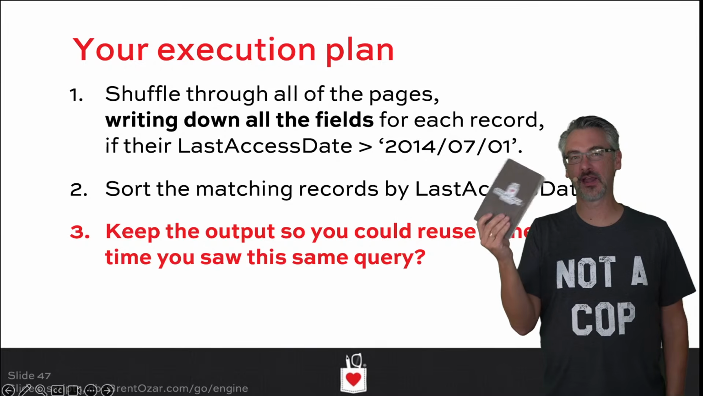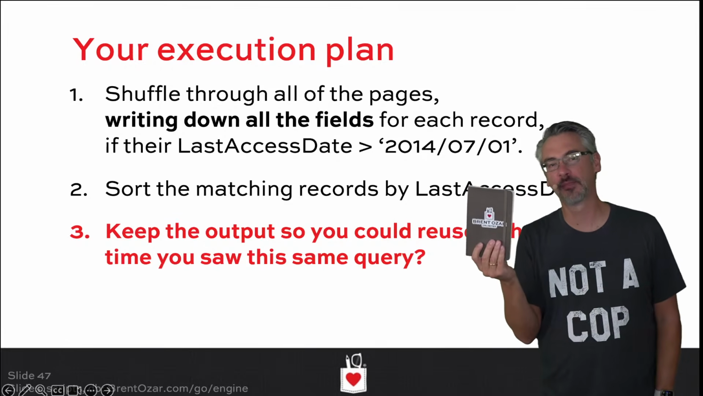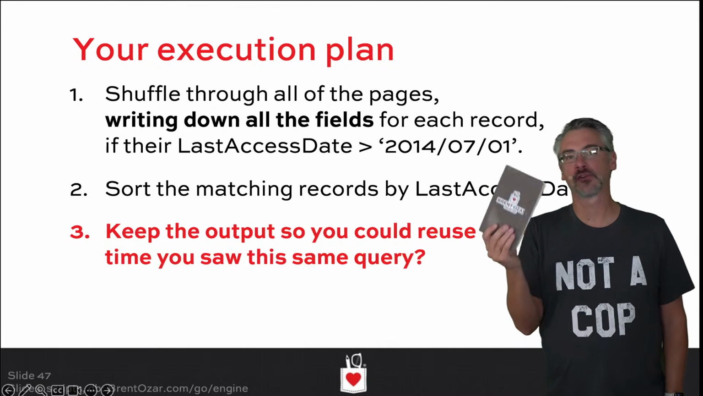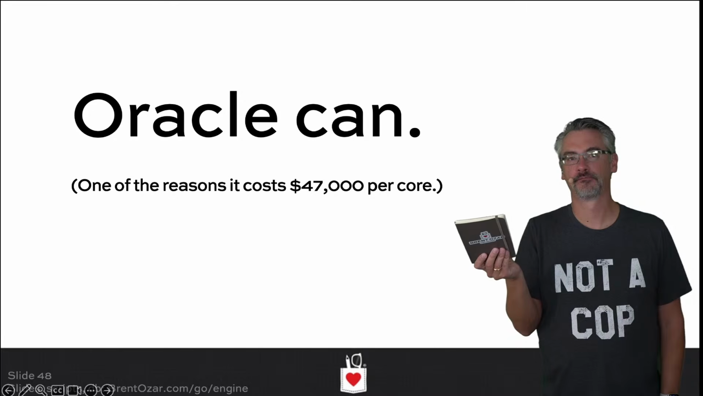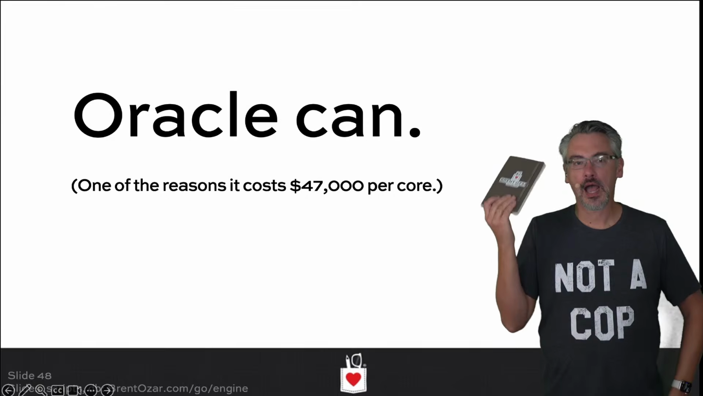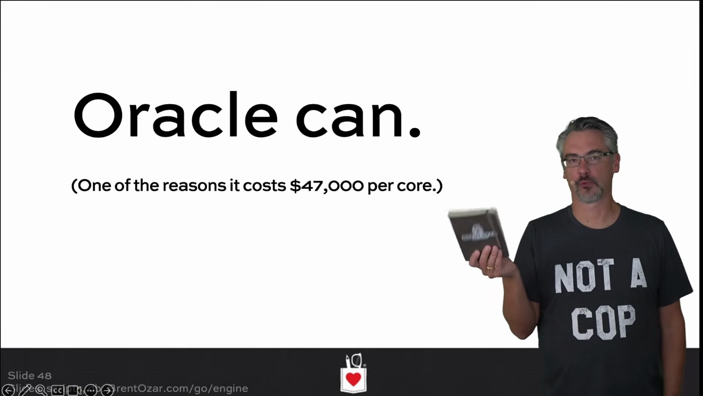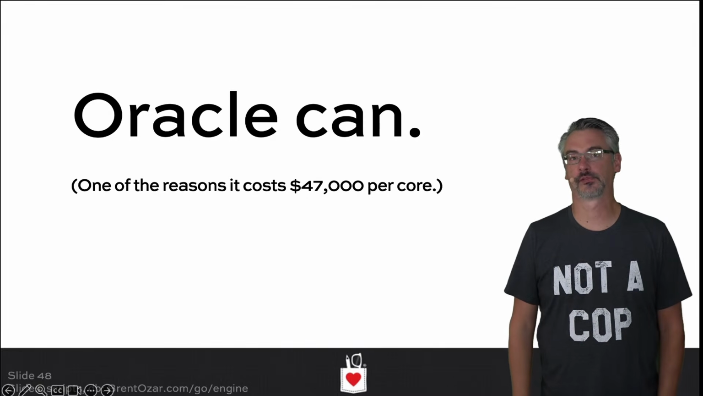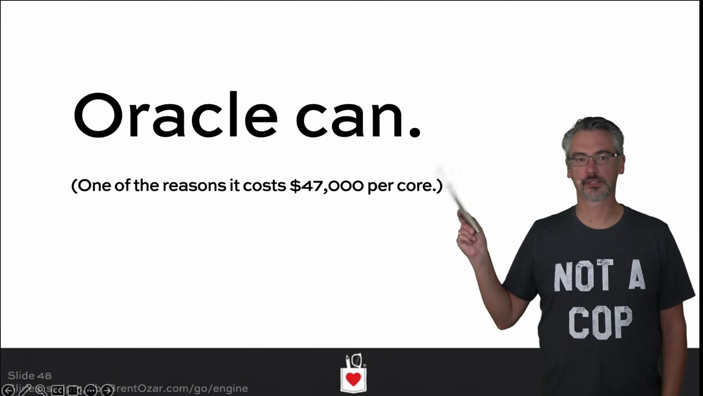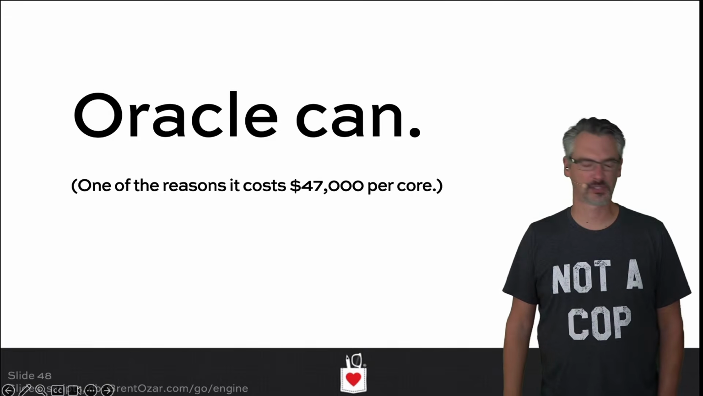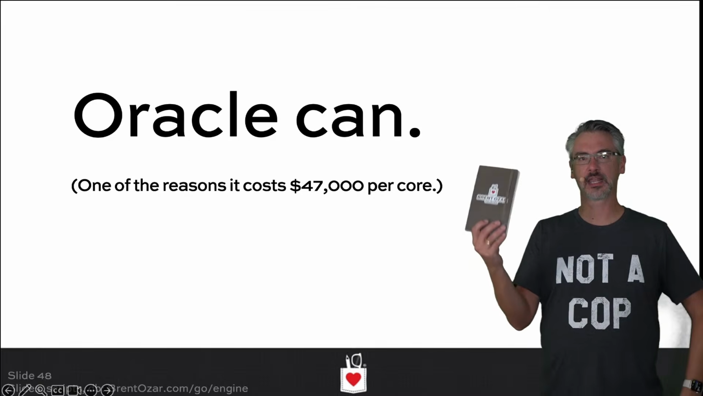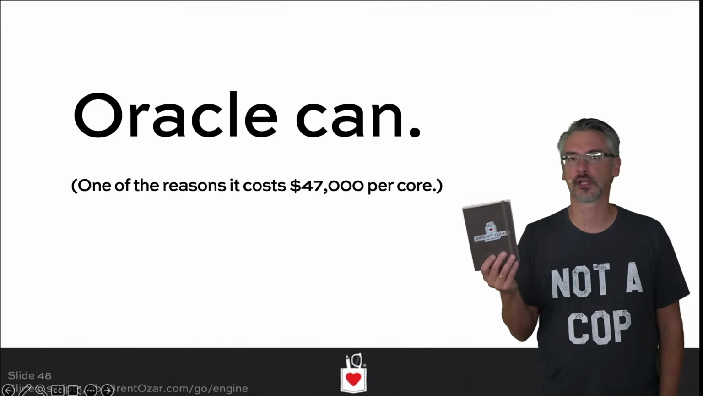Why don't I hang on to this for a minute so that in case somebody runs the exact same query again, I don't have to rebuild the wheel? I know I'm not supposed to covet my neighbor's wife, but I sure do covet my neighbor's wife's database. Because this is one of those things that Oracle can do. Every time I look at it, they have all these cool settings. And one of them is they can cache result sets for a period of time.